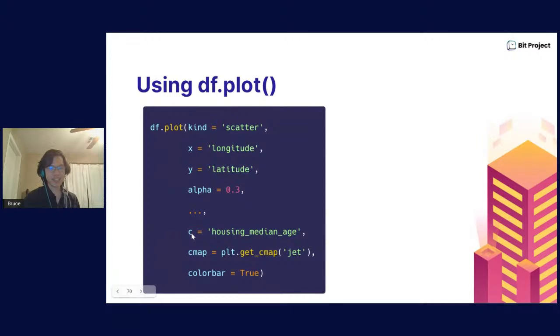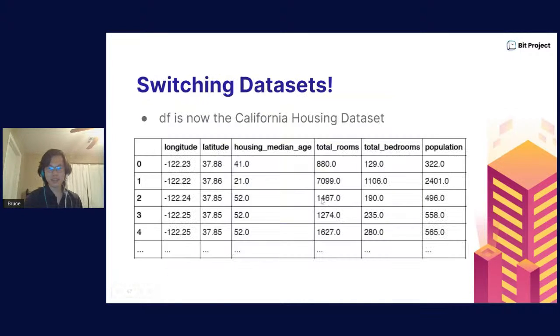C is, we're going to be setting another dimension of information. C will vary the color of each point depending on the values of another column, this other column being housing median age. So basically, this point is going to be plotted at x equal to -1.2 and y equal to 37.88. And the color of that point is going to depend on whatever is associated with 41. So 41 is associated with a certain color. 21 is associated with a certain different color. So the point at this location is going to have a different color.